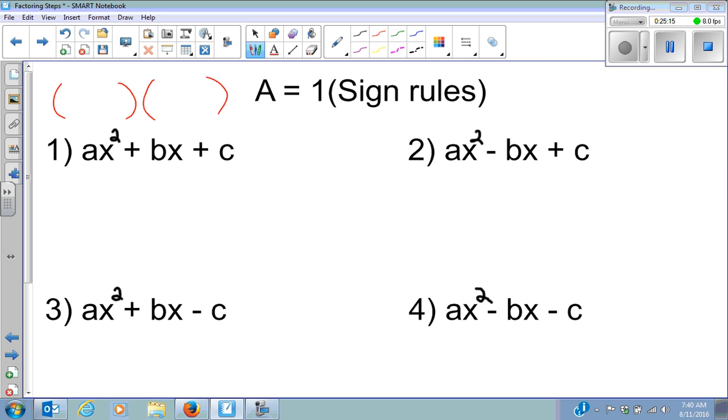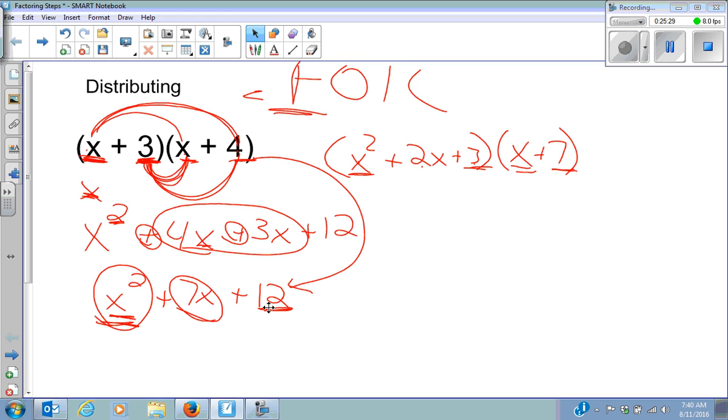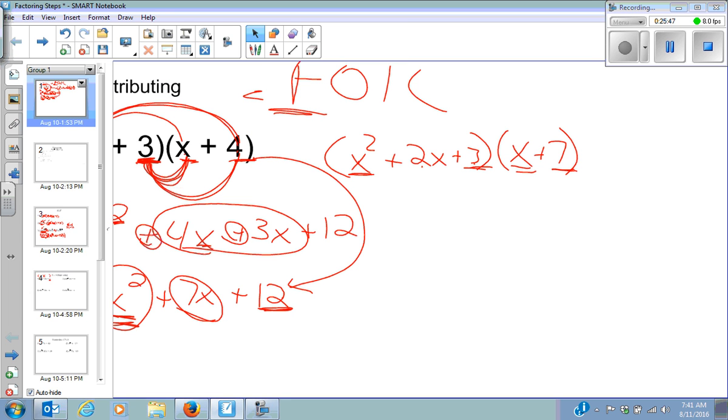Let's talk about the back number first. How did I get this back number? What was it a combination of? How did I get that 12? What was it a combination of? Was it the middle numbers? It was the 3 times the 4. It was the last times the last. It always gets me this back number. Everybody okay with that? So let's go back to this.